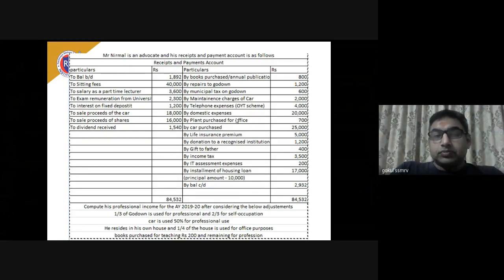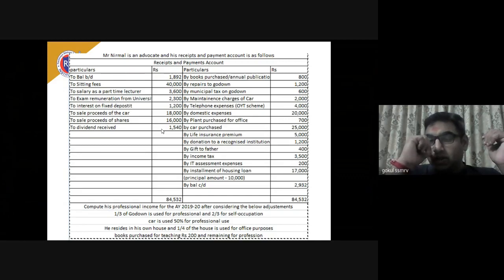So his balance brought down is 1,892 rupees. His sitting fees is 40,000. Salary as a part-time lecturer 3,600. Exam remuneration from university 2,300. Interest on fixed deposit 1,200. Sale proceeds of car 18,000. Sale proceeds of shares 16,000. Dividend received 1,540.